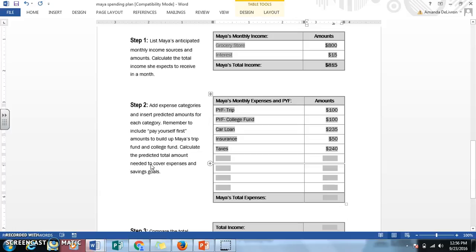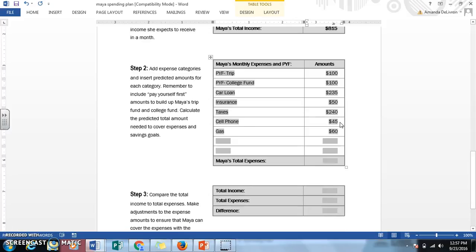There's a couple variable expenses that we have as well. So let's look next at our variable expenses. See if you can find the items that are in a range. So the two items that were in a range for Maya were her cell phone and gas spending.